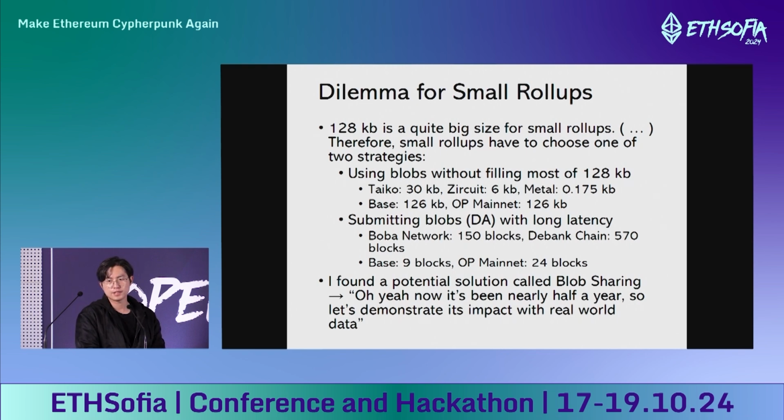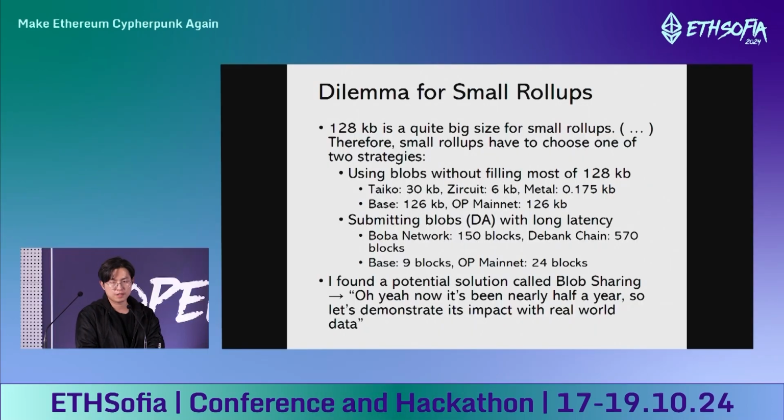The other strategy is accepting a really long delay for data availability. For example, Boba Network, one of the small rollups, has a gap of 150 blocks between blob submissions, and another example, Bank Chain, has a gap of 570 blocks. But big rollups, Base with just 9 blocks and OP mainnet with 24 blocks, provide data availability just in time, while small rollups, because of the cost, have really big DA gaps. So this is also a dilemma for our mainnet.